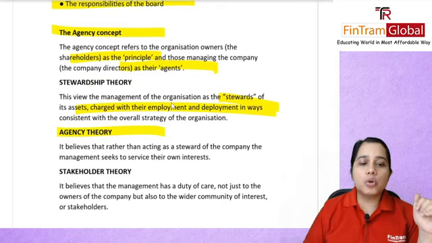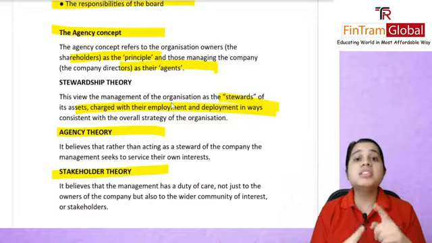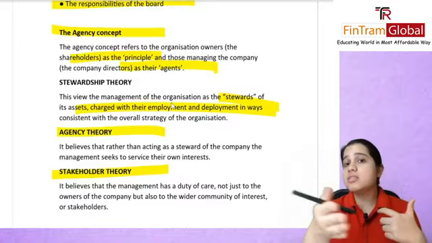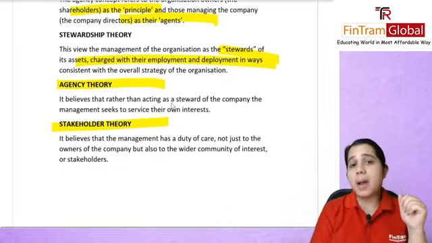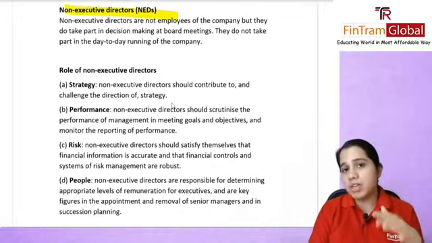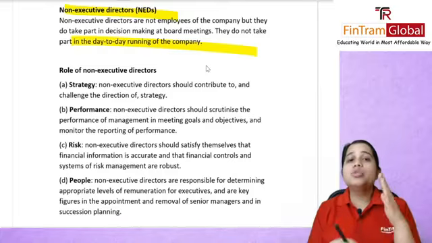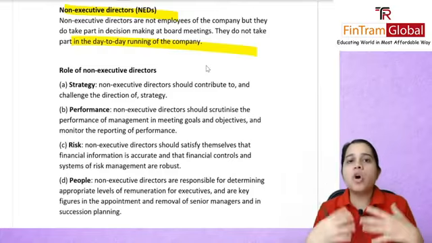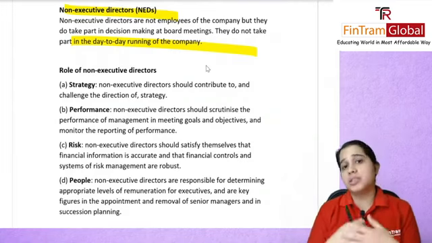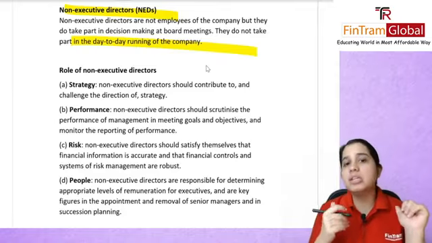Then you have stakeholder theory, which believes that management has a duty of care, not just to their owners, the shareholders, but also to other stakeholders, the wider community. We talked about the various stakeholders in the first part of the revision. Then we have non-executive directors, who are not employees of the company but do take part in decision making at board meetings. They do not take part in the day-to-day running. They are just seeing how the executive directors are doing in acting as good stewards, what the overall strategy is, and how they can challenge it.